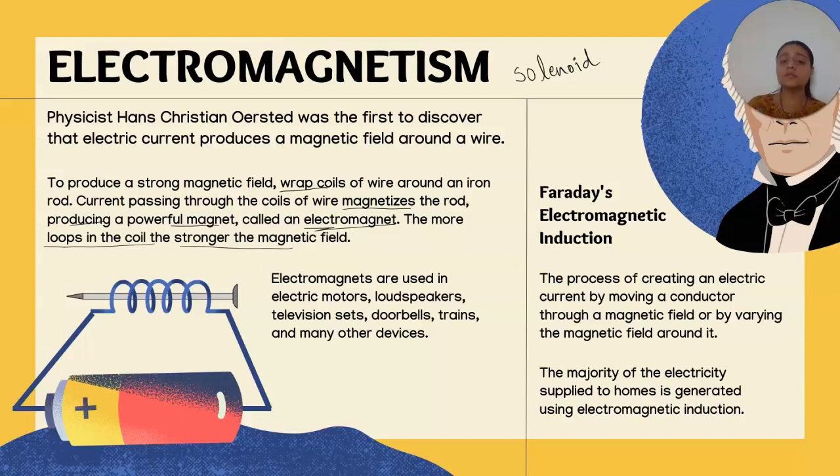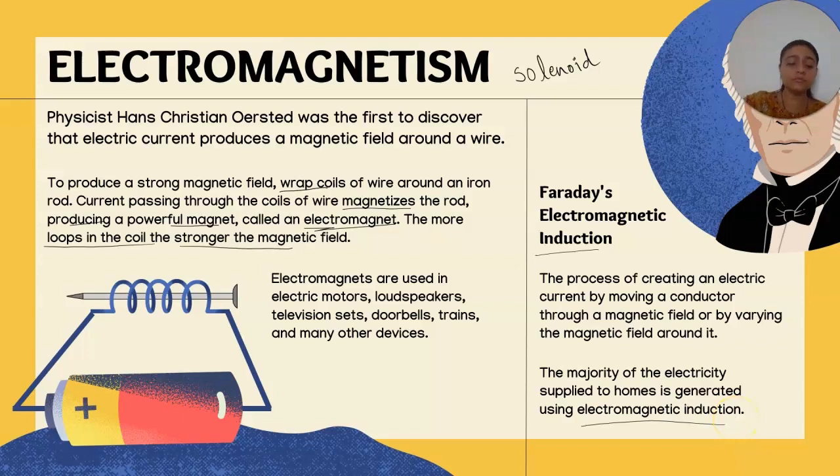Okay, so there is one more scientist apart from Hans Christian Ørsted. There was Faraday, electromagnetic induction. He has given something which works on inducing electromagnetism, inducing the current. It is the process of creating an electric current by moving a conductor through a magnetic field or by varying the magnetic field around it. He has worked on it. The majority of the electricity supplied to homes is generated using electromagnetic induction.